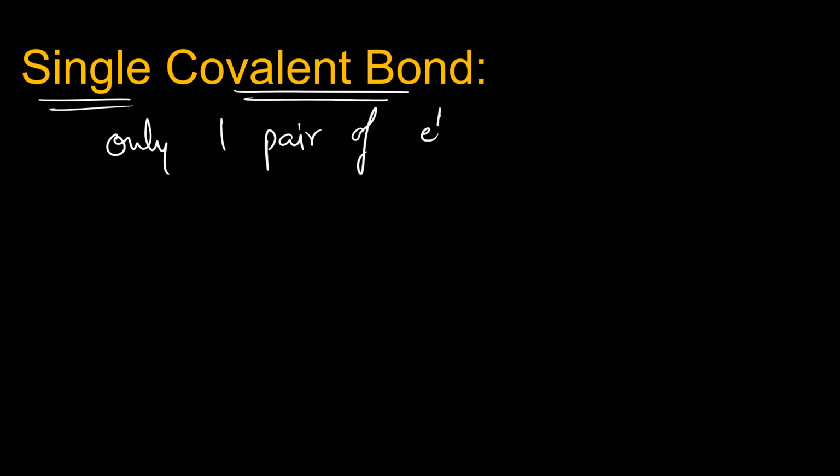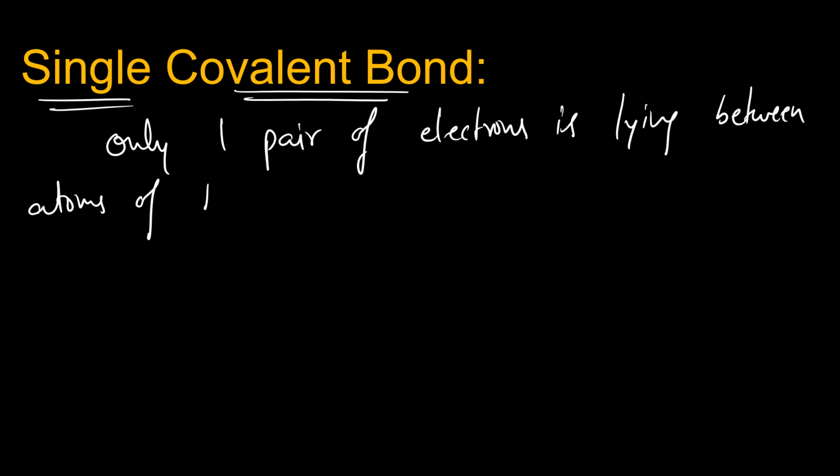So what is a single covalent bond? As we have seen in one example earlier, if only one pair of electrons is lying between the atoms of the molecule, it is known as a single covalent bond.